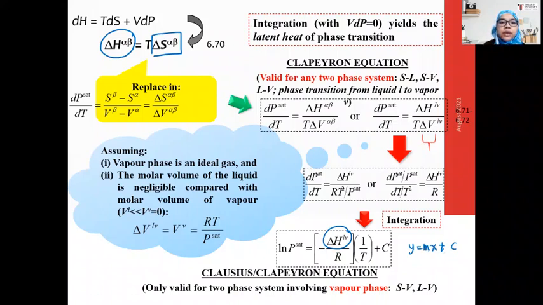Okay, by assuming that the vapor phase is an ideal gas and the molar volume of the liquid is negligible compared with the molar volume of the vapor, instead of delta V liquid-vapor, we can consider V, the molar volume of the vapor only. So this is equal to RT over P saturation. The Clausius-Clapeyron equation is only valid for a two-phase system which involves the vapor phase, because we consider that delta V liquid-vapor is equal to V vapor, or the specific volume of the vapor phase.